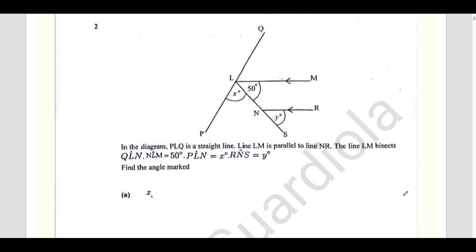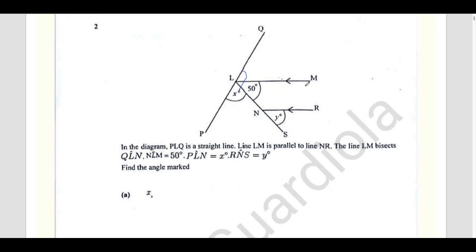Moving on to question number 2. In the diagram, you are given PLQ, which is a straight line. Line LM is parallel to line NR. The line LM bisects the angle QLN, because there's a marking there, so it means that it's an angle. And you are also given that the angle NLM is equal to 50 degrees. The angle PLN is equal to x degrees, and the angle RNS is equal to y degrees.